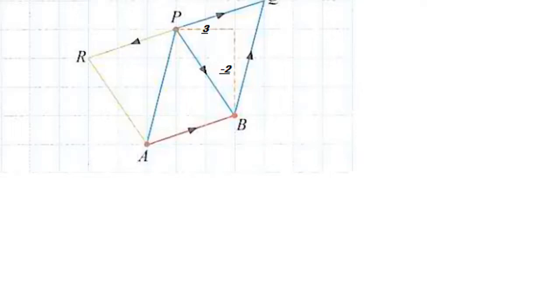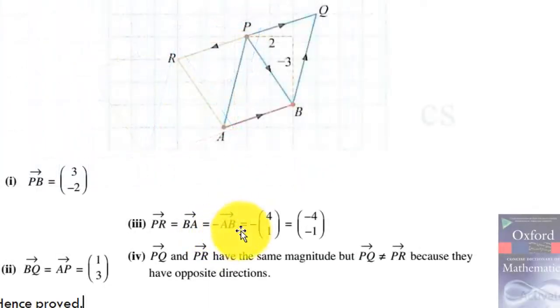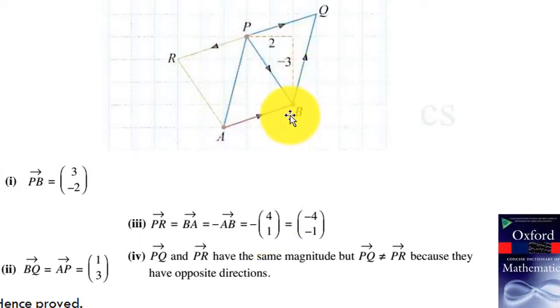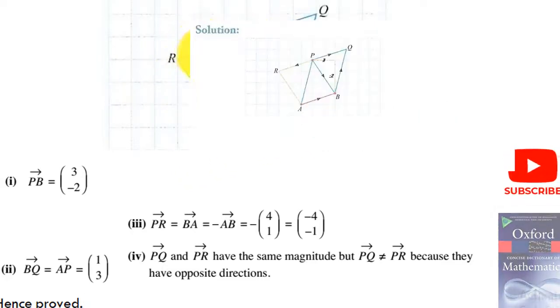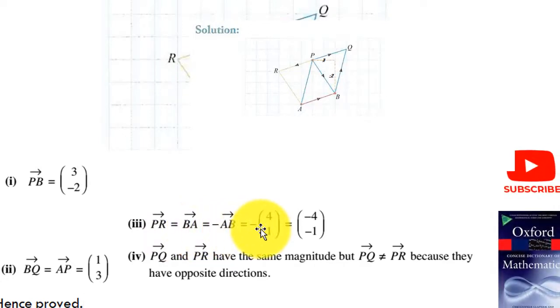Now in this figure, PB has x equal to 3 and y equal to -2. So the answer is PB. PR is equal to BA, that is, minus AB. So they have the same distance, AB and RP, but in opposite direction. So the result is PR is equal to minus AB.